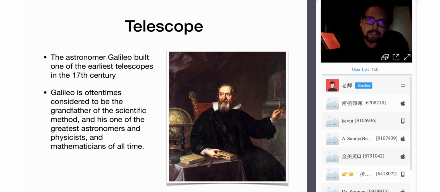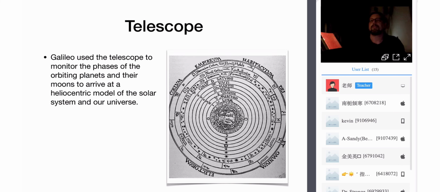You don't have to be a scientist to understand the scientific method. One of his greatest achievements. So Galileo is the grandfather of the scientific method, and is one of the greatest astronomers, physicists, and mathematicians of all time. Astronomy is studying outer space, the stars. Physics is studying forces, movement, and mathematics.